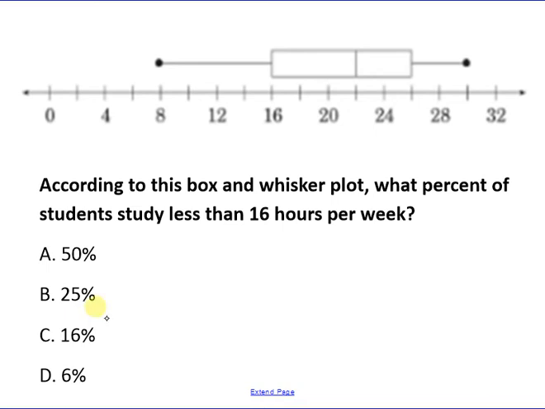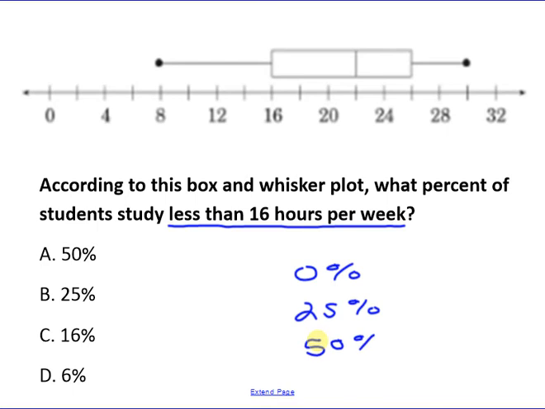According to this box and whisker plot, what percent of students study less than 16 hours per week? Okay, first of all, look at your answer choices. Which ones are not acceptable? Remember, our acceptable answers are 0%, 25%, 50%, 75%, and 100%.